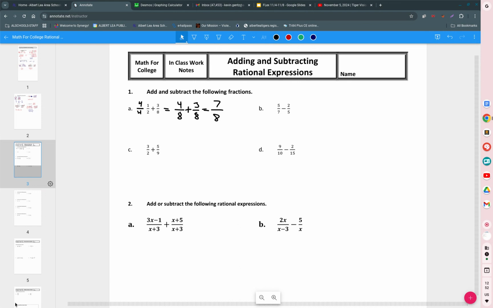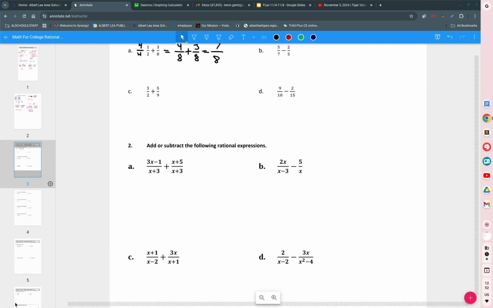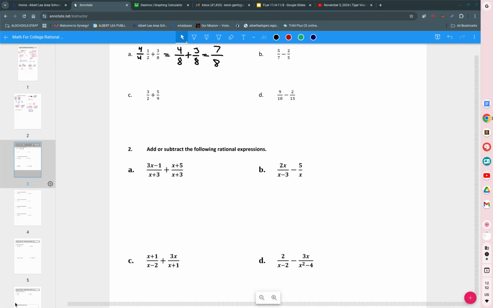And that makes our 7 over 8. Let's do one more together, then we'll flip to the back side. Letter D. What's going to be the common denominator between 10 and 15? 30. Yep, so Chuck was looking at this one.